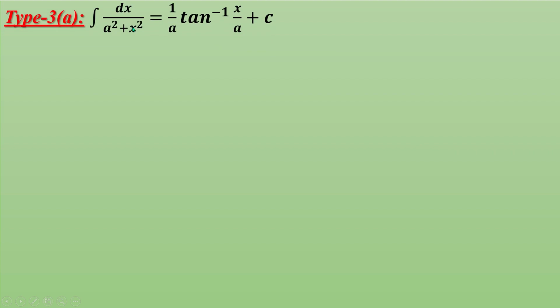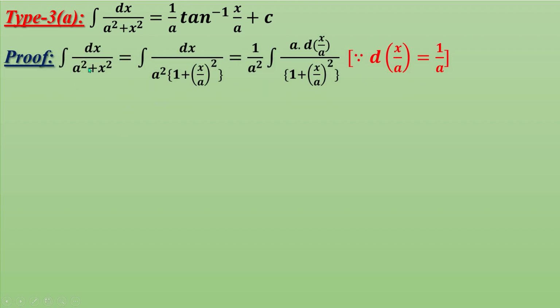Type 3, integration of dx by a square plus x square equals 1 by a tan inverse x by a plus c. We have to prove this. Follow. This is a given condition, and dx is fixed. Now taking a square common here, as a result here will be 1 plus (x by a) whole square, and taking 1 by a square out of the integration, and here will be a into d(x by a). After differentiating this part, we will get 1 by a into dx. The a cancels and we get only dx. So we can write this.